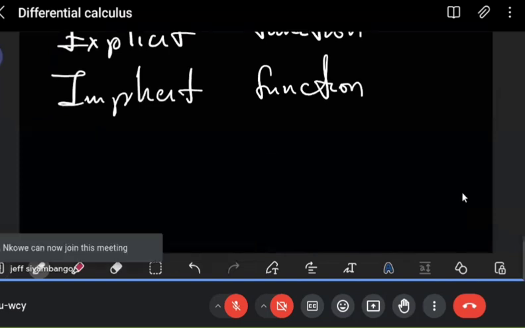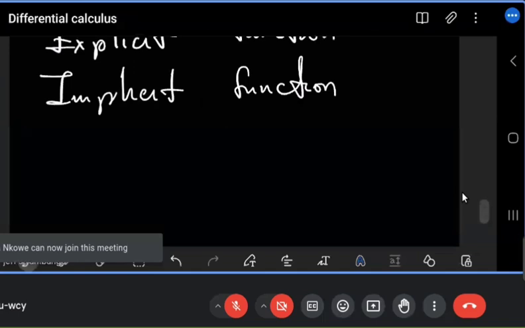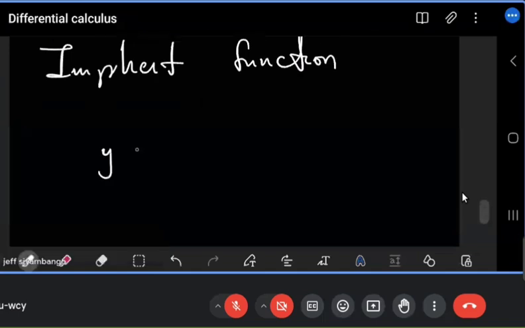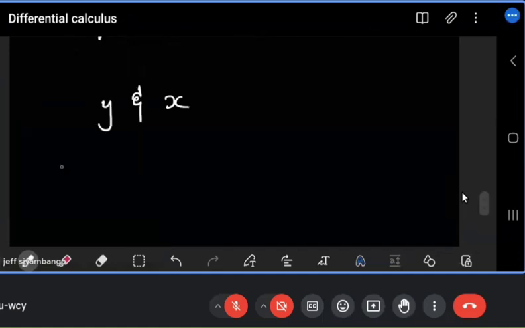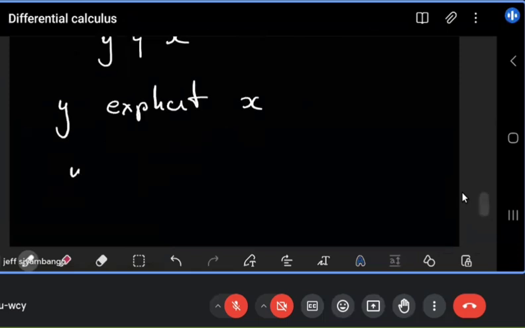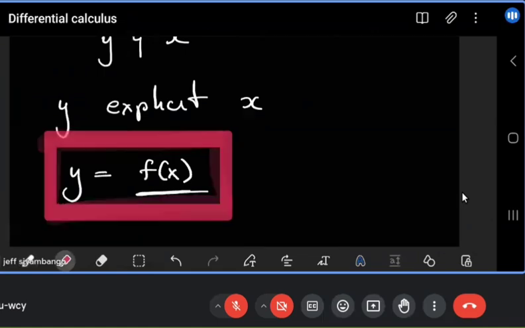To present a function in an explicit way means if you have a function that shows the relationship between x and y, we can write y as an explicit function of x. So if you can make y the subject of the formula and write it in terms of x, then we have written y explicitly as a function of x. Such a function will be taken as an explicit function.